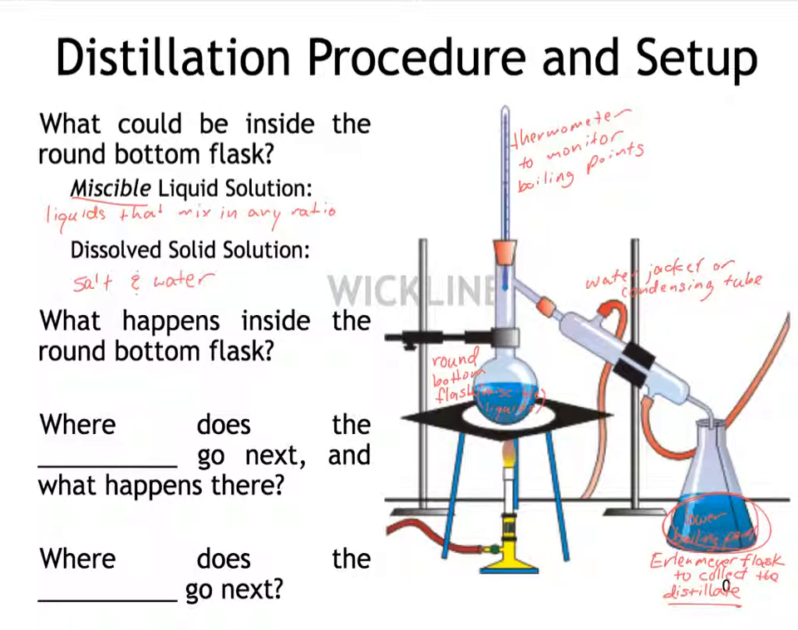Inside the round bottom flask, that's where you have the mixture that's boiling, and the lower boiling point one boils first. And from there, that lower boiling point liquid goes up to the condensing tube where it turns back into a liquid from its vapor state. And now that it's in its liquid state again, it drips into the Erlenmeyer flask, which collects the distillate.